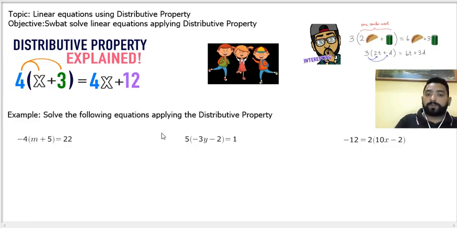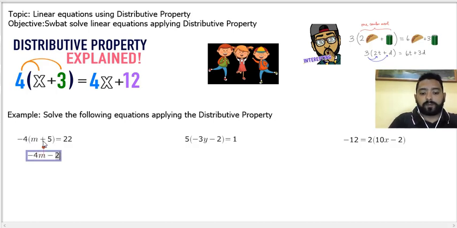Now, if you want to solve equations applying the distributive property, we're going to do it like this. We are going to follow these expressions. For example, here we have negative 4 times the quantity m plus 5 equals 22. Remember, between the negative 4 and the parentheses, we don't have a sign. That means multiplication. So we are going to multiply negative 4 times m. It's going to be negative 4m, and then negative 4 times 5 is going to be negative 20.